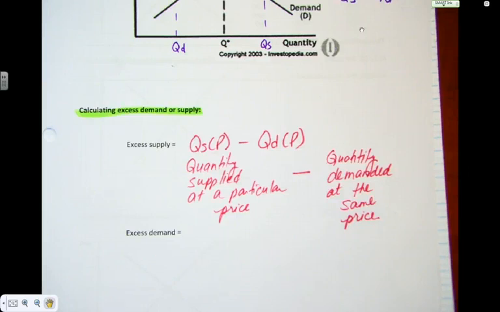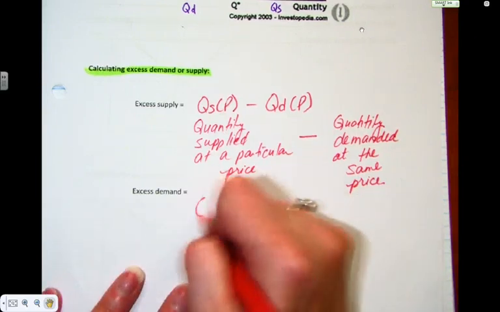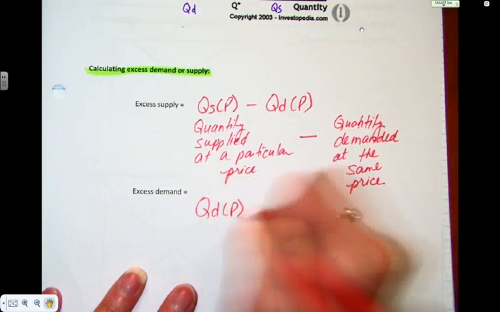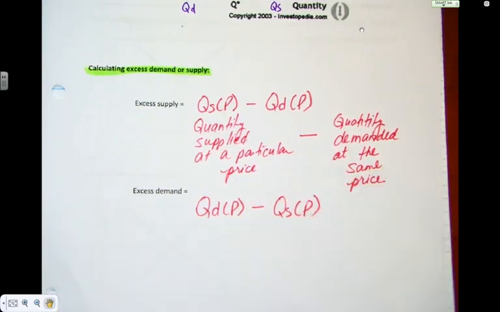That'll come later on in the unit. Have you done economics before? Excess demand. What do you think? It's the opposite, so we take the Q demanded at a particular price and minus the quantity supplied. So in terms of mathematics, we're subtracting.